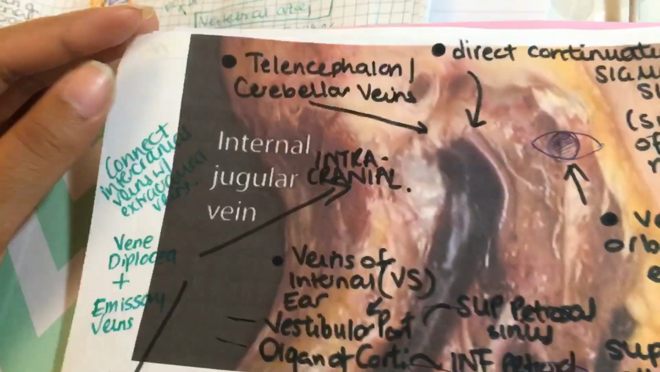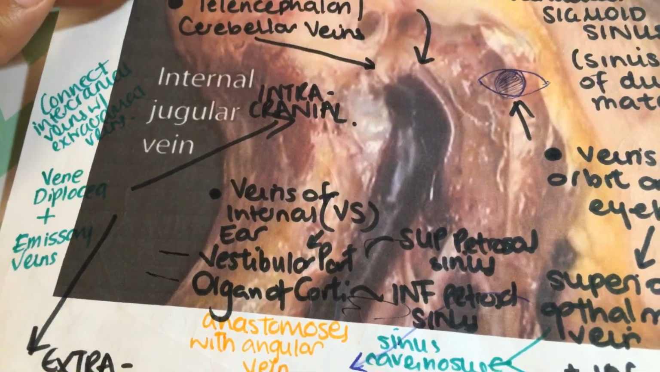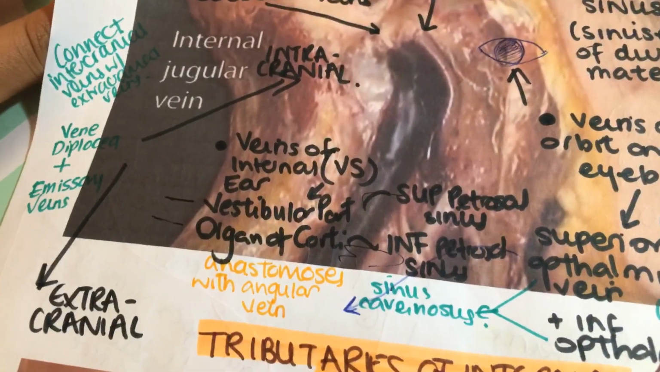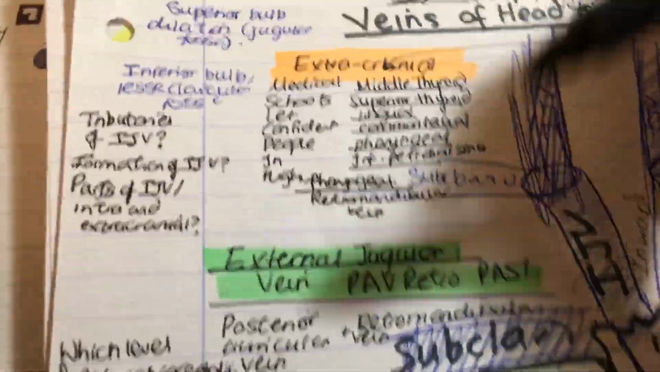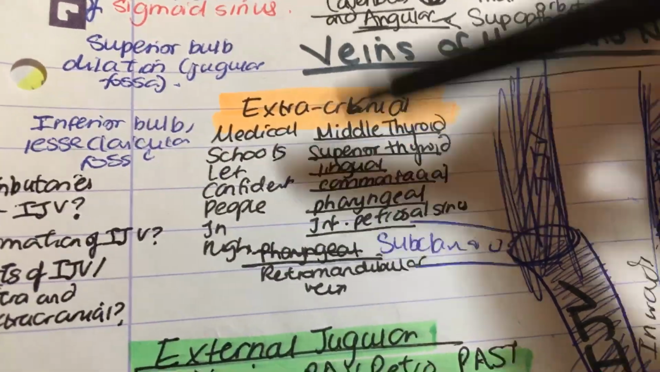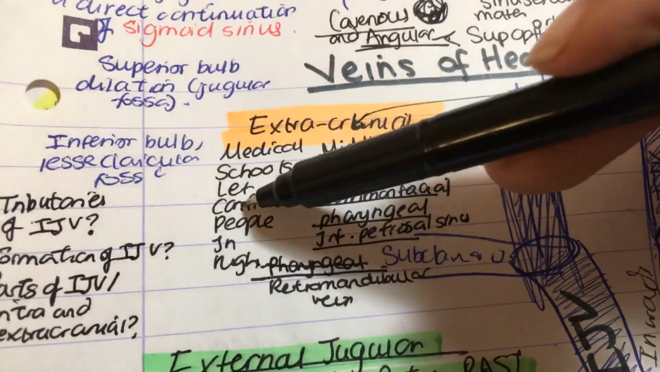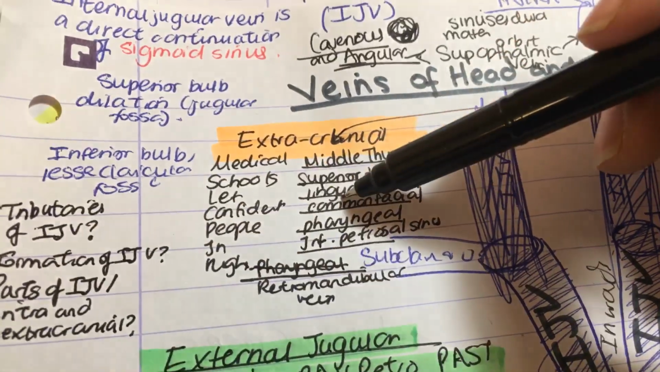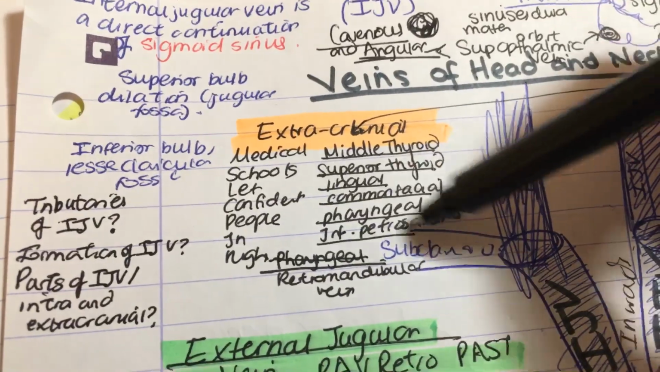Finally, there are two more things to remember: the intracranial part of the internal jugular vein includes the telencephalon or cerebellar veins, and it connects intracranially with extracranial veins through the diploic veins and emissary veins. Then you also have a number of extracranial branches, and the way to remember this is: Medical Schools Let Confident People In, Right? Medical is for middle thyroid vein, Schools is for superior thyroid vein, Let is for lingual vein, Confident is for common facial vein, People is for pharyngeal vein, In is for inferior petrosal sinus, Right is for retromandibular vein.